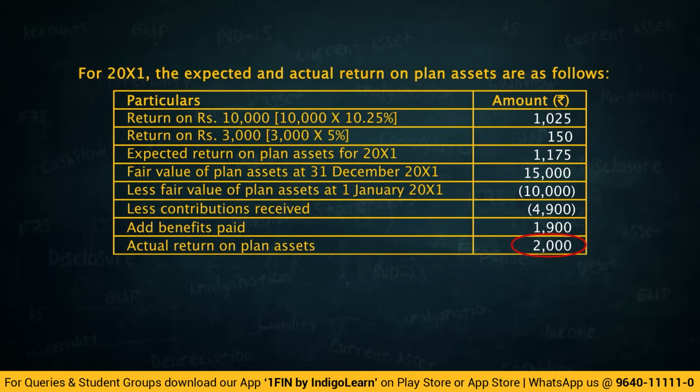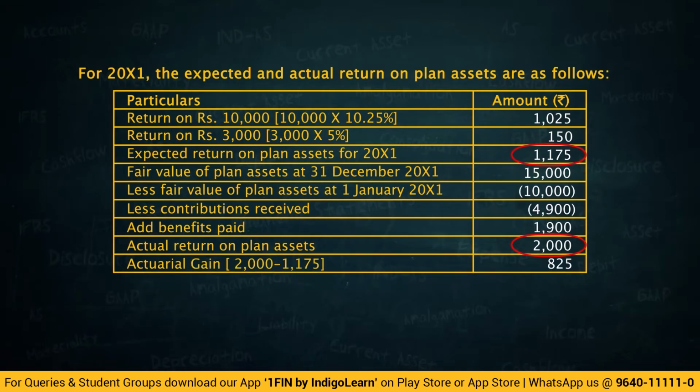Now look at this. What was our expectation? Our expectation was only 1175. What is the actual? Actual is 2000. Now, what is the difference you see? Is it good for us or bad for us? Good for us, right? Obviously, because we are getting more. What is the benefit we are getting? 825 is the benefit we are getting.